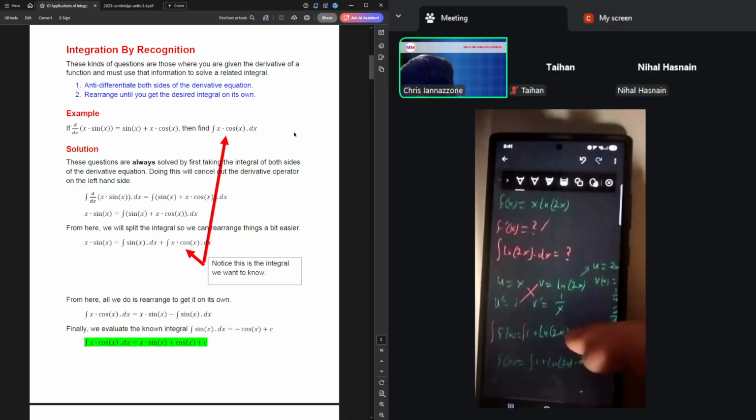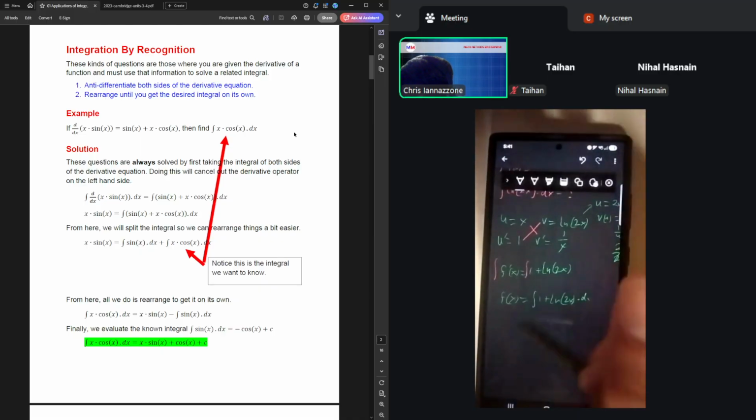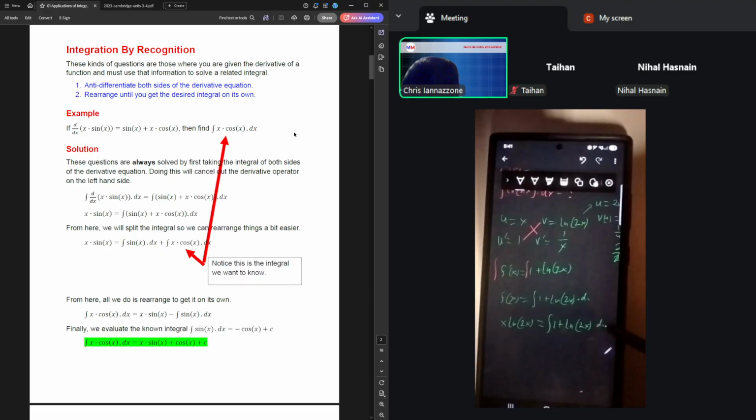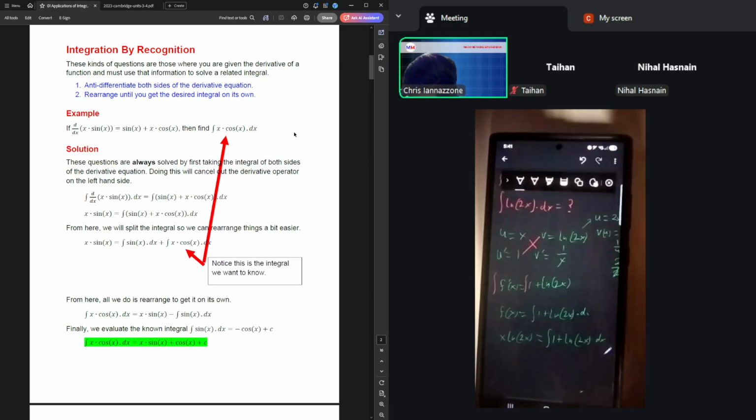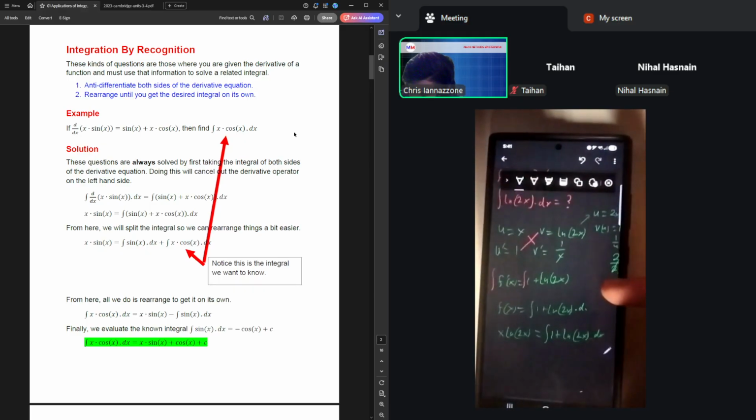f of x, we already know, is x natural log 2x. So we get our equation: x natural log 2x is equal to the integral of 1 plus natural log 2x dx. We want this one. What are we going to do to get there?